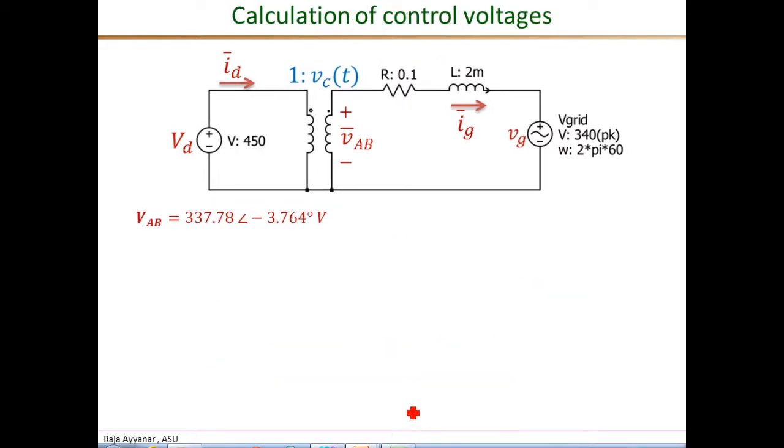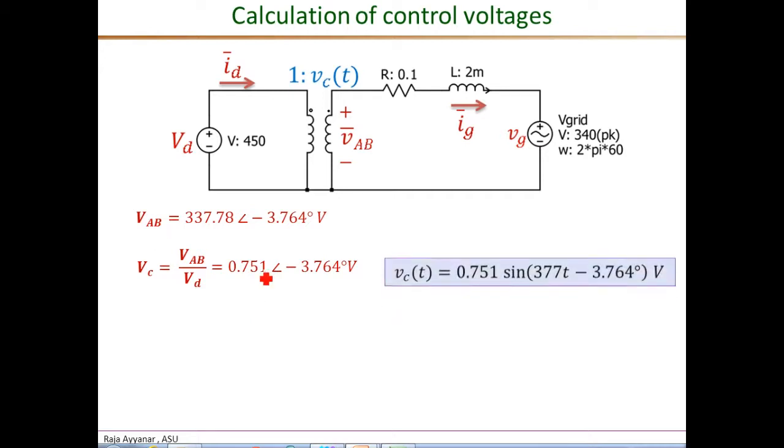Okay, then the control voltage as a phasor can be obtained by dividing the VAB phasor by the DC link voltage, 450 volts. So VC is VAB over VD, and 337.78 over 450 is 0.751, and it has the same angle as VAB. And finally, in time domain, VC of t is 0.751 sine omega t minus 3.764 degrees.